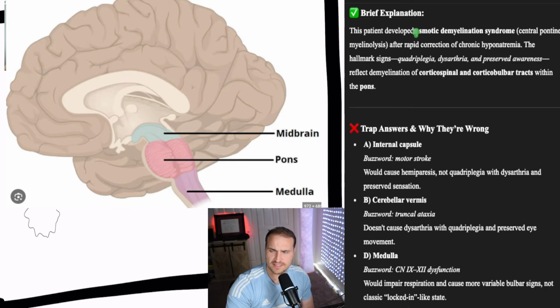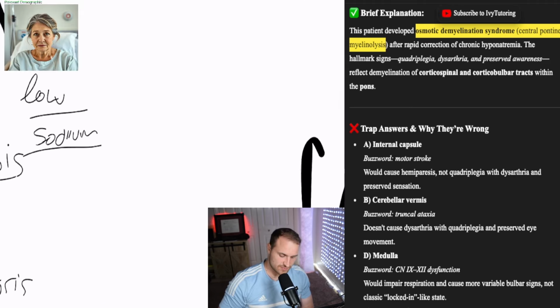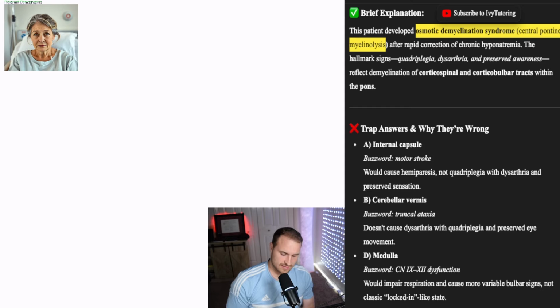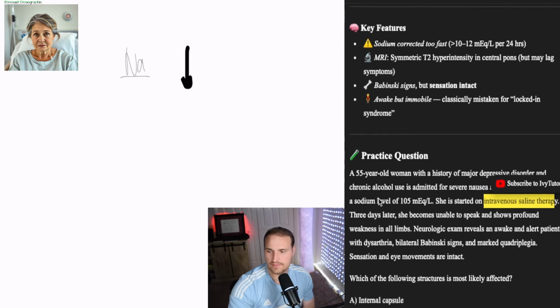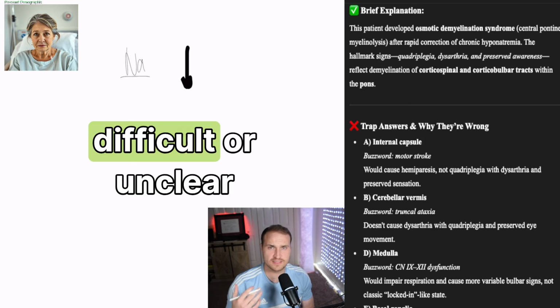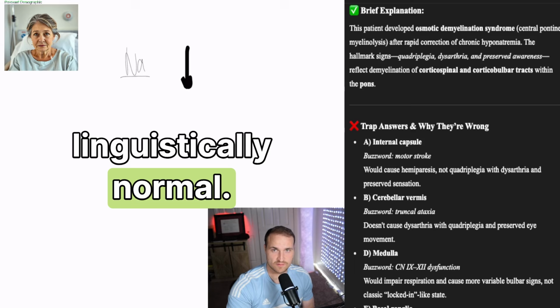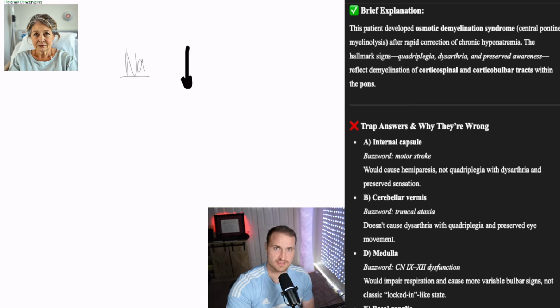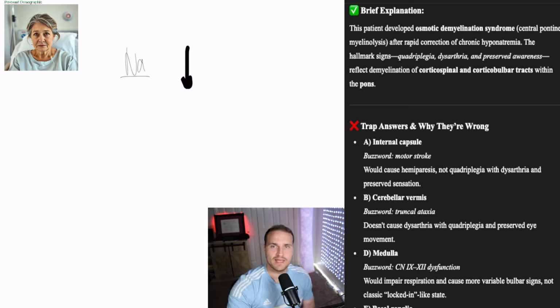The reason why is this is osmotic demyelination syndrome. Here I've taken some notes as I've gone through all these questions beforehand, but the big thing you should know is somebody walks into the clinic and they've got super severe hyponatremia, and then they're started on some saline therapy, 0.9% saline, and then later they develop dysarthria, which is the difficult or unclear articulation of speech that otherwise is totally linguistically normal. Also quadriparesis, which is weakness or paralysis in all 4 limbs, so arms and legs, quad, and the Babinski sign.